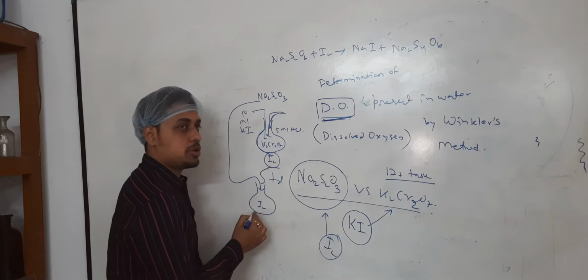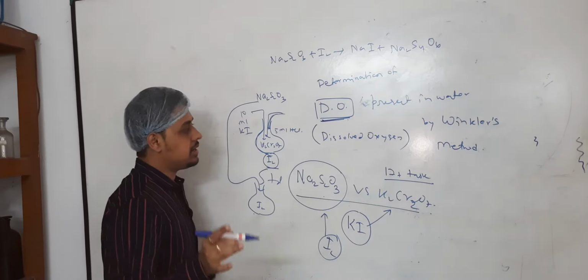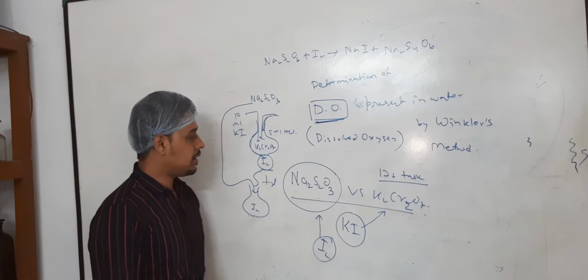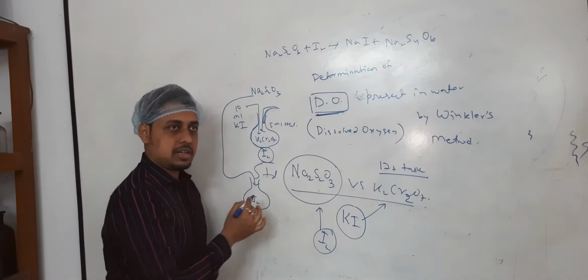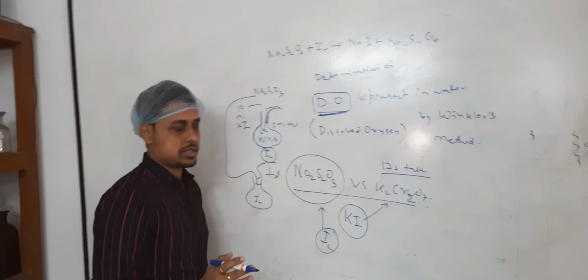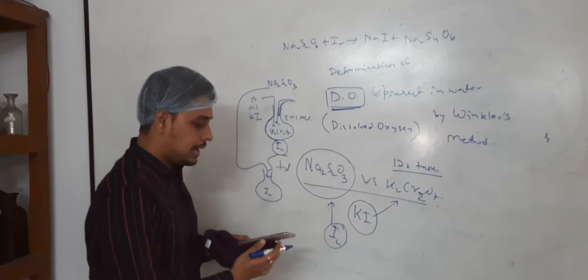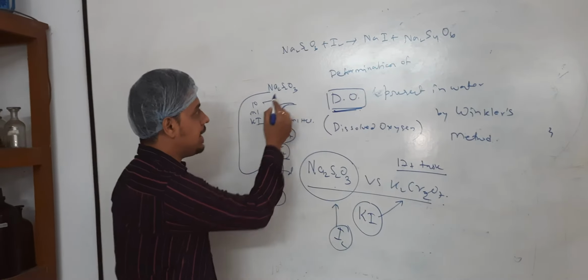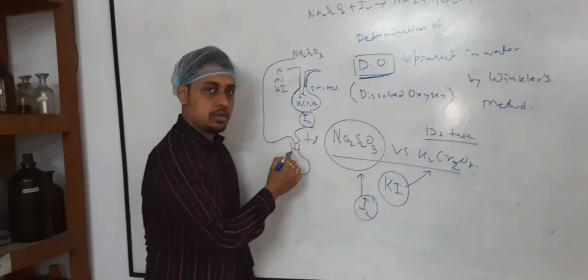Now once it has absorbed iodine, we need to add an indicator. I have already told you that starch indicator is a special indicator. We can't add starch at the initial stage of the reaction, but we will add starch after an adequate amount of sodium thiosulfate has been added.